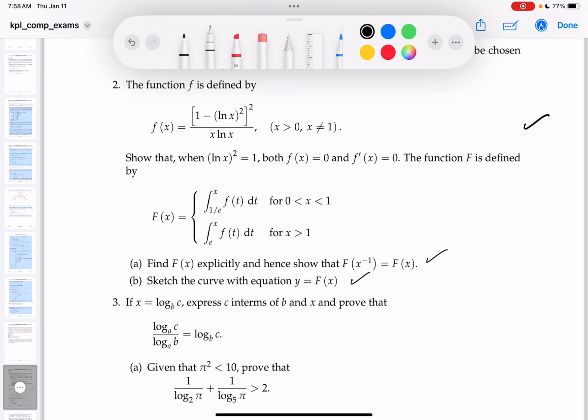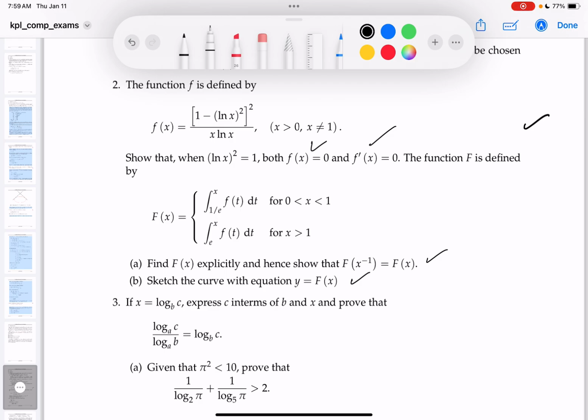Okay, we're still on question number 2. And so what do we do for the first part of it? We just simply verified that when natural log of x squared equals 1, which means x equals either e or 1 over e, that both the function and its derivative would evaluate to 0. And we did verify that, by the way.